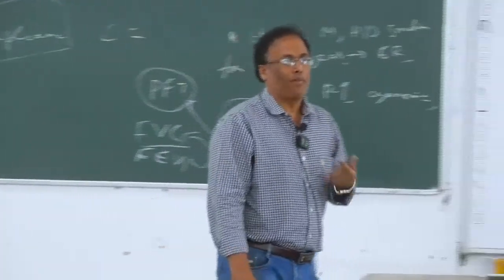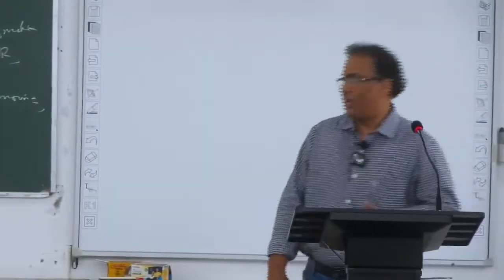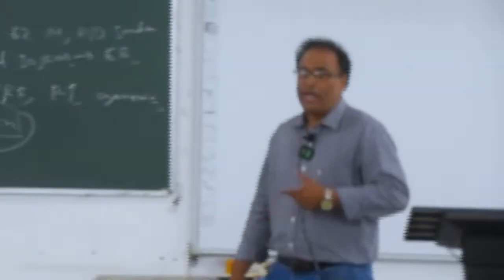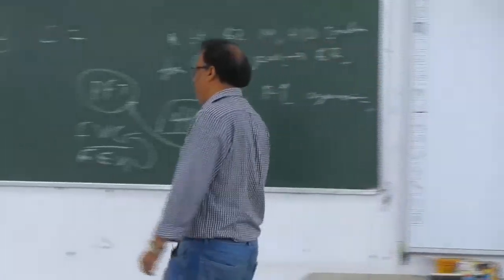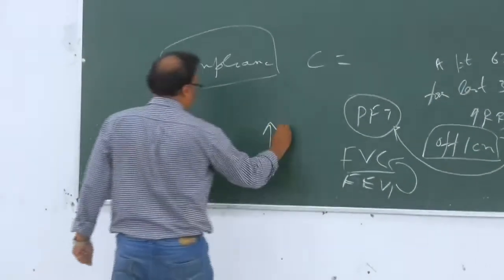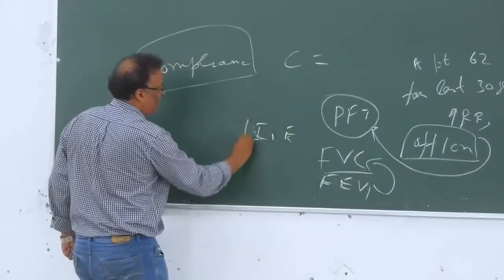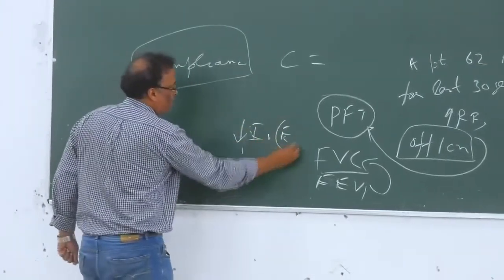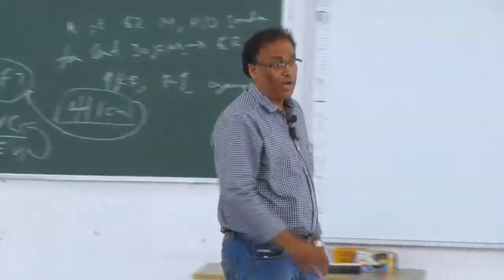He has a problem getting the air out. He has a difficulty of air out. That means the expiration phase is high and the inspiratory phase is short. The I to E ratio is decreasing. Why? Because E is increasing. So the I to E ratio is altering.